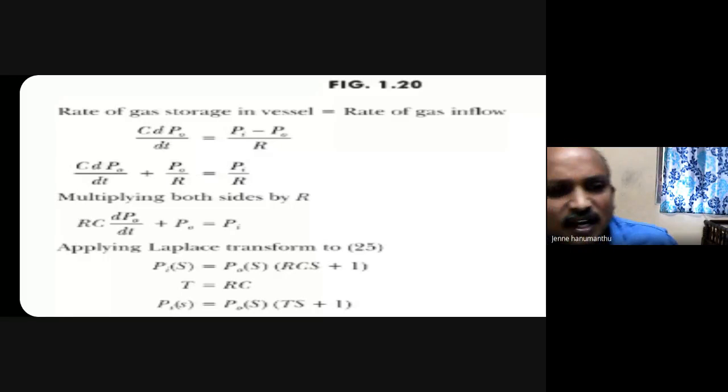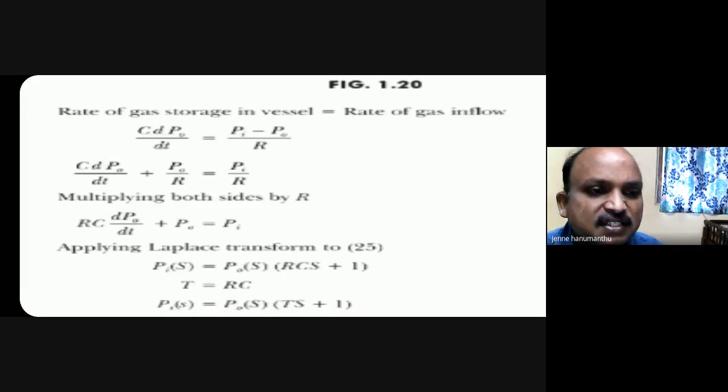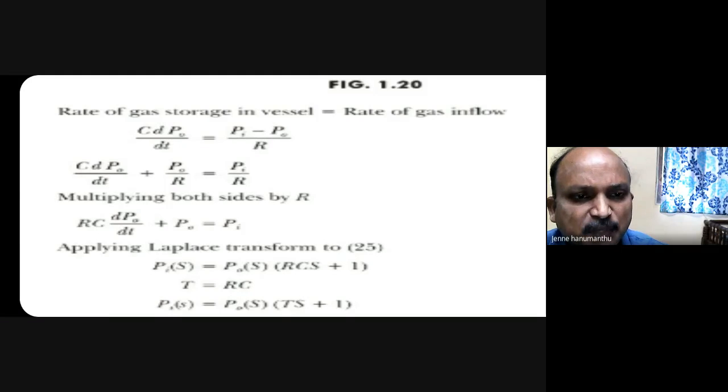Mathematically we can write C dP naught by dt. In terms of time, we are writing C dP naught by dt equals to Pi minus P naught by capital R. This is the relation we represented.